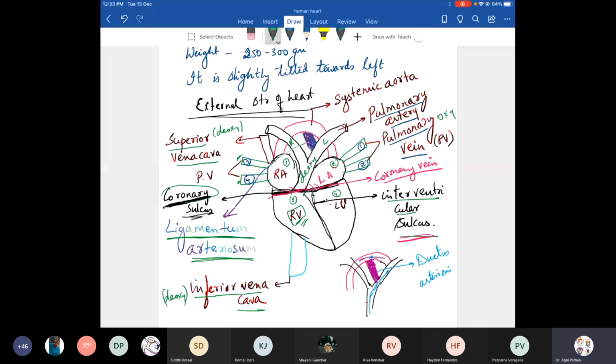Clear? Now, from the lungs, what happens? Deoxygenated blood becomes oxygenated blood. This oxygenated blood comes back from the lungs to the left auricle through the pulmonary veins. Now, the blood in the left auricle goes to the left ventricle, and from the left ventricle arises the systemic aorta. The systemic aorta arises from the left ventricle. Clear to all?